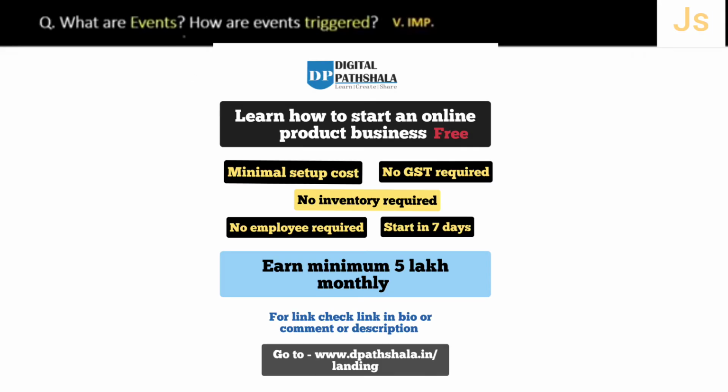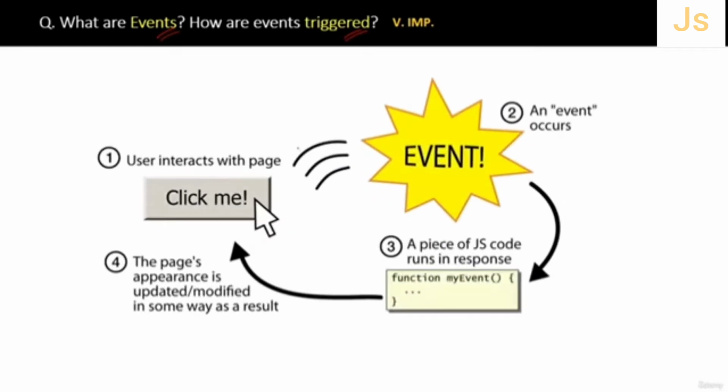What are events? How are events triggered? Very important question. Let me show you the steps associated with an event. First, the user interacts with the page and clicks a button. Then an event occurs that runs a piece of code, JavaScript code, which is mostly a function. And then the web page appearance is updated. That is the whole idea of the event.